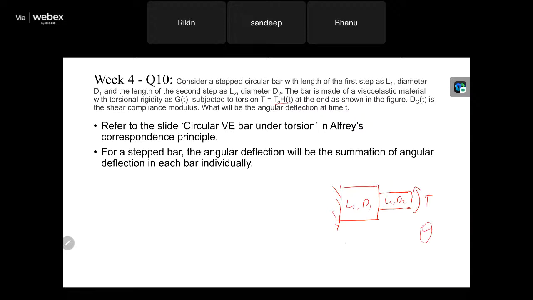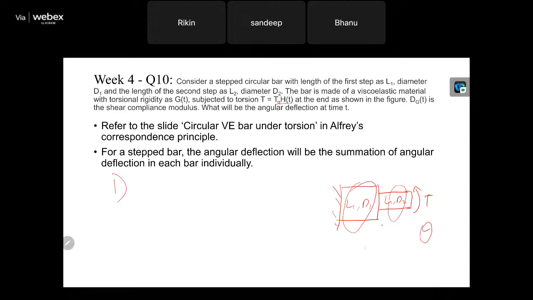Now you might know from solid mechanics, obviously, since we are using Alfrey's correspondence principle, we have to go to step 1, which is solving this in the time domain. The only thing you have to recognize in this is that theta will be the summation of the angular displacement in this bar and in this bar. Once you recognize this, the question is pretty straightforward. Basically, you apply Alfrey's correspondence principle individually to the respective bars. You find the solution in the time domain, you take the Laplace, you replace the variables by Laplace variables, replace the elastic constant by s times the Laplace constants, and then you take the inverse Laplace.